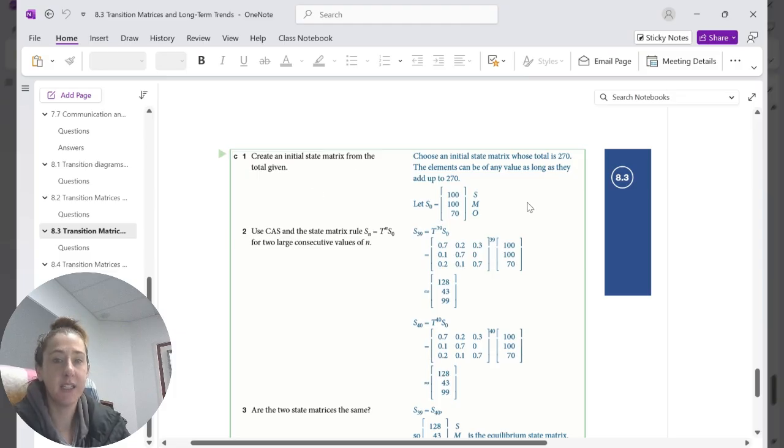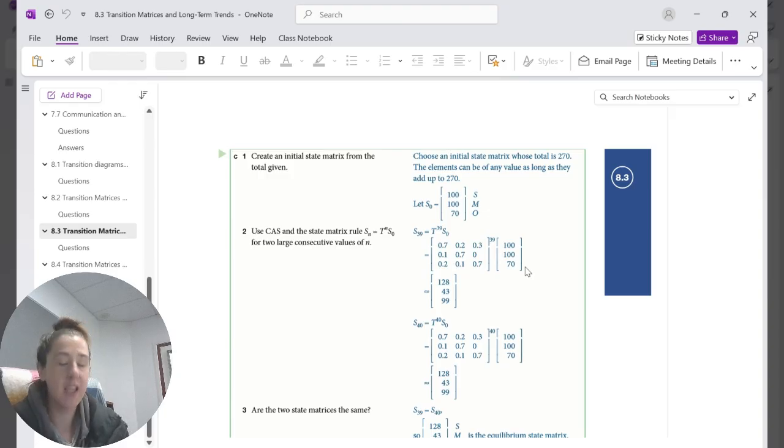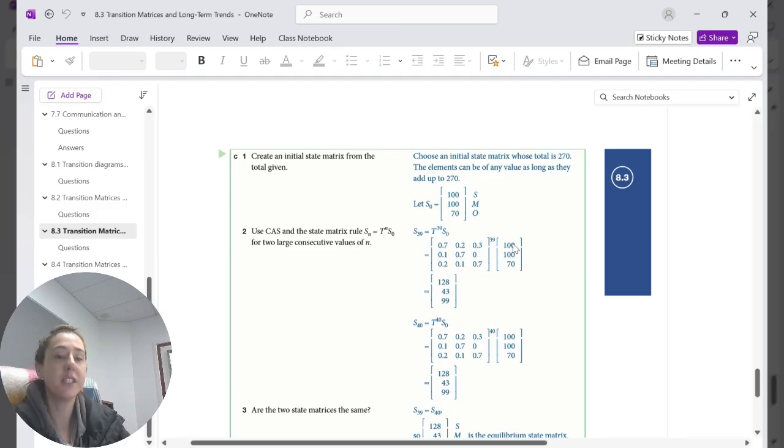We're going to create an initial state. All that means is we know that there are 270 students. As long as the elements add up to 270, you can place them in any starting position. It hasn't given it to us, so you are free to choose. We are then going to find what that steady state matrix looks like, from our created one, because we know that we are getting to a steady state at some point. It doesn't actually matter how many started in which position, they're all going to end up in this steady state format. So test it with a different initial state and you'll see that you actually end up with the same result.